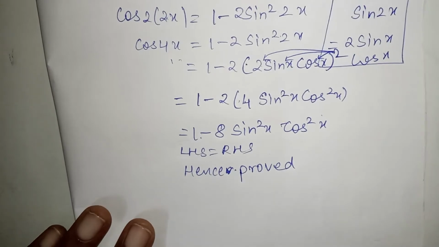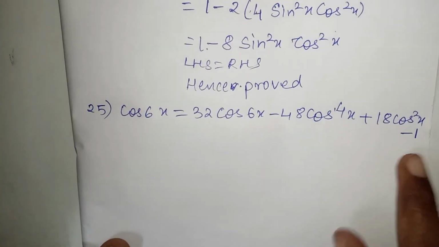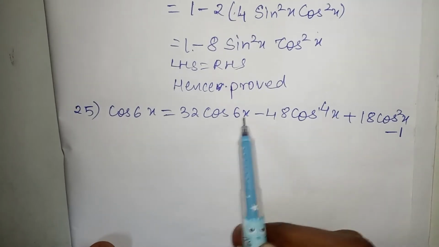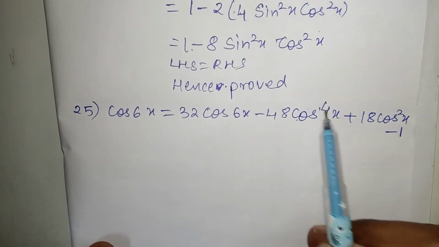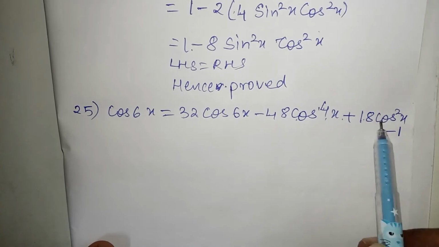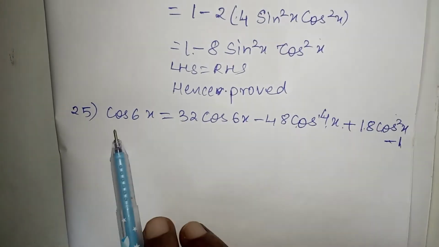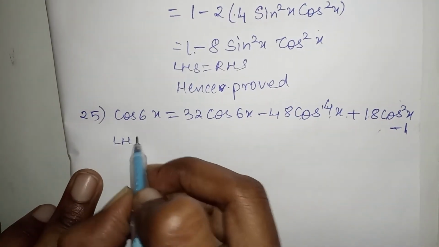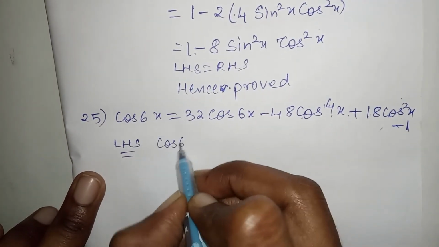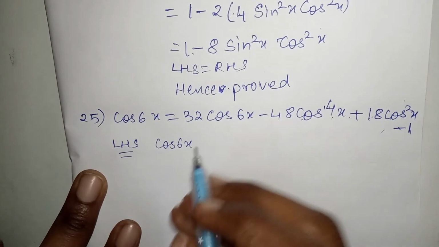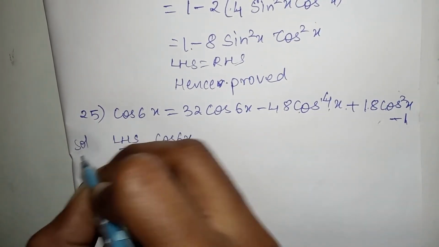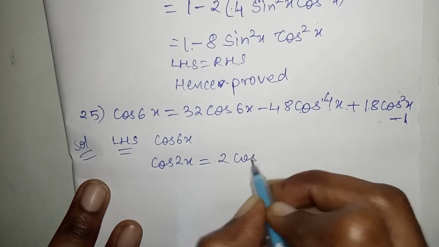So let's start the 25th question. The 25th question is what? Cos 6x is equal to 32 cos power 6x minus 48 cos power 4x plus 18 cos square x minus 1. You have to take the left hand side and prove it as this one. So left hand side, cos 6x, you have to take. We know one formula, right? The cos 2x formula is what? 2 cos square x minus 1.